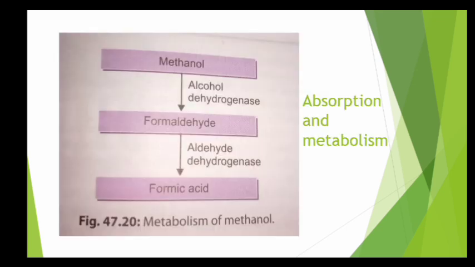Regarding absorption and metabolism, it is easily absorbed and metabolized. For example, when we consume methanol, it enters the GIT, and the alcohol dehydrogenase enzyme leads to the formation of formaldehyde. Again, aldehyde dehydrogenase leads to the formation of formic acid. The metabolites, formaldehyde and formic acid, are comparatively more toxic than methanol.